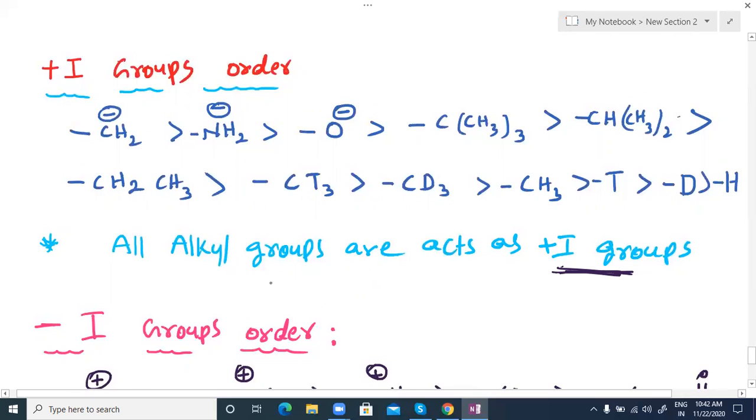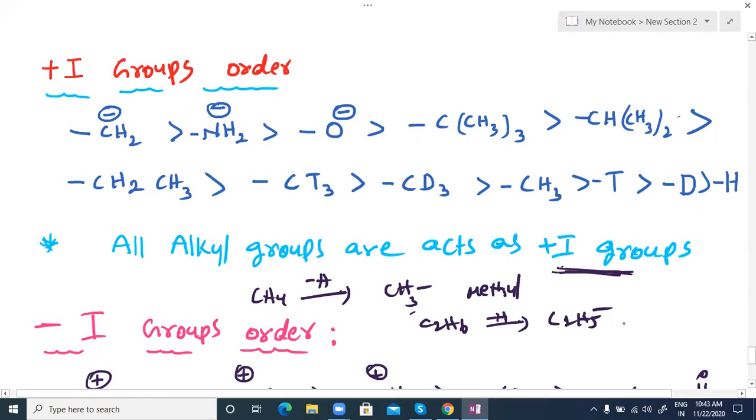Alkyl groups means if you remove hydrogen from an alkane, we call that alkyl. For example, CH4. If I remove one hydrogen from here, minus H, CH3, this we call alkyl. One carbon is there, that's why we call this methyl. You can take other carbons also, C2H6. You can remove one hydrogen and get C2H5. This we call ethyl, with two carbons. So these we call alkyls. From here onwards, you can find that all these are alkyl groups.